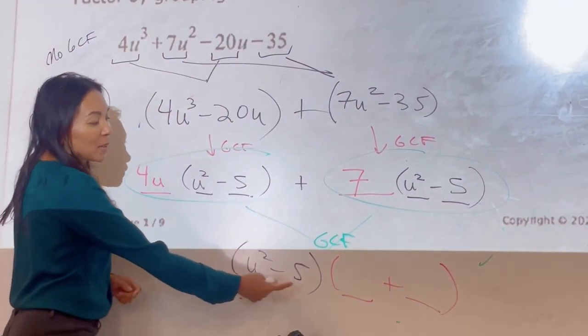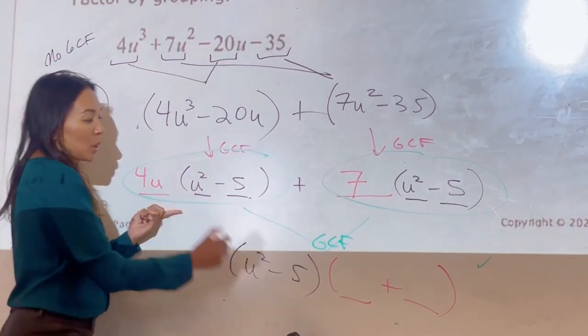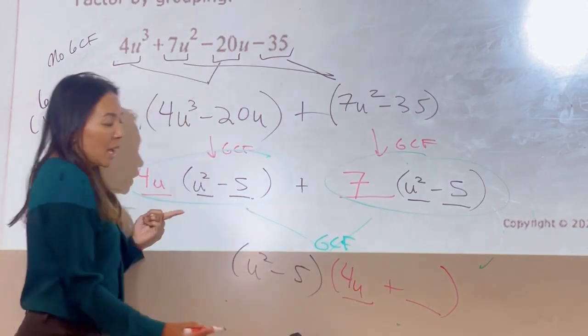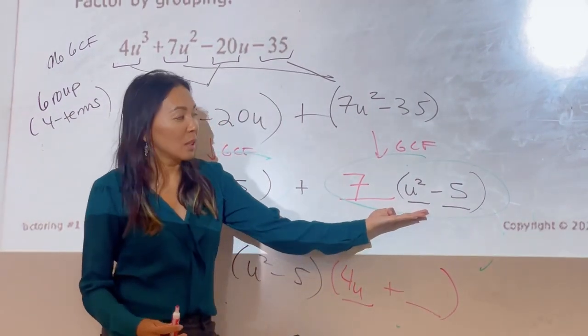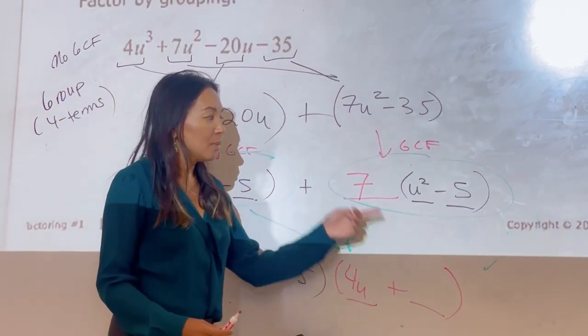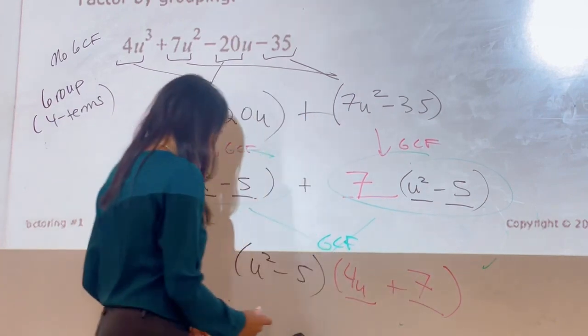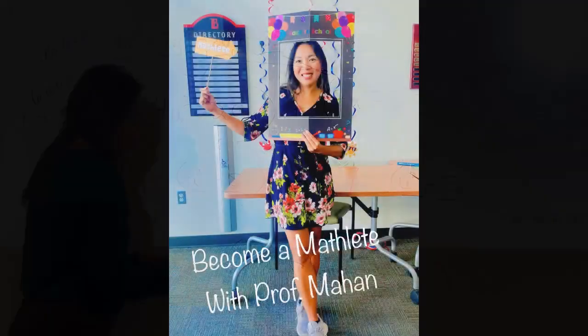U squared minus 5 times what will give you the first group? 4u. Right? And then u squared minus 5 times what will give me the second group? What is it missing? 7. Just a 7. And that, my friends, becomes your final answer.